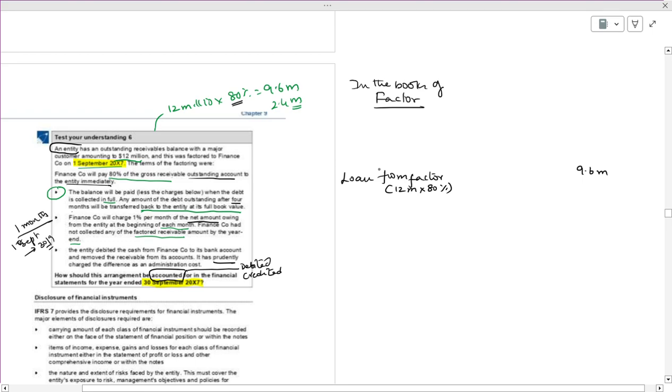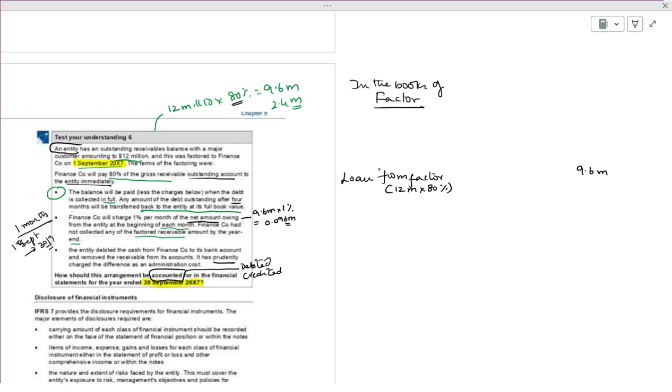1% of the net amount. 1% of the net amount will be how much? 9.6 million times 1%. You can take it as 0.096. Fine.